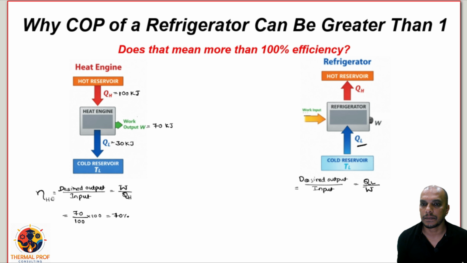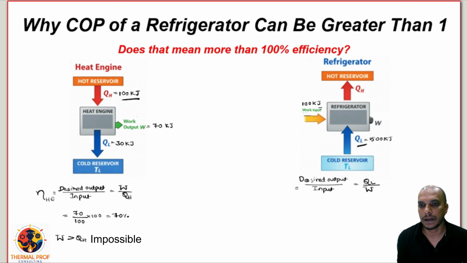Now, let us talk in terms of numbers here again. If we supply 100 kilojoules of work, will we be able to remove more amount of heat? Yes, we will be able to remove more amount of heat. Now, there is a very important question which needs to be asked. Are we violating the law of conservation of energy? No, because in a heat engine, W cannot be greater than 70. For example, W can never be greater than Q because you are converting this heat into work. Whereas here you are not converting this work into heat.